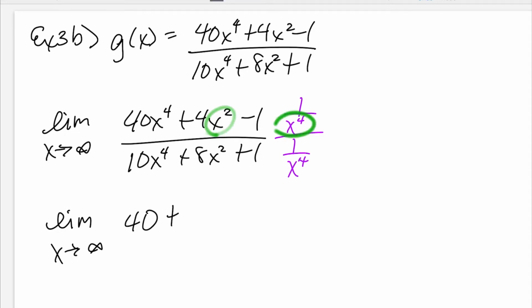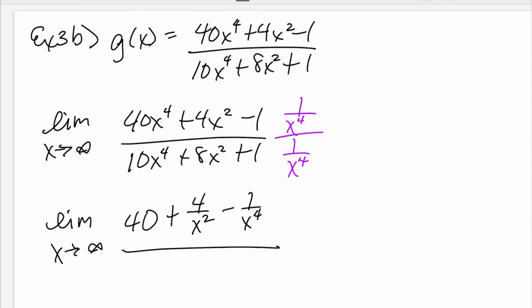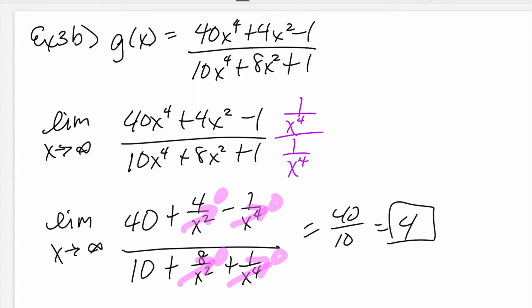This x squared divided by x to the fourth gives me an x squared in the denominator. And I don't have anything as an exponent there, so nothing can cancel out. So I just have 1 over x to the fourth. Then I have 10 plus 8 over x squared plus 1 over x to the fourth. Do you see what just happened there? Just simplifying that. It's like this is over x to the fourth for all of this. And you just simplify those down. That goes to 0. That goes to 0. All of those go to 0. And I'm left with 40 over 10, which is 4. You see that?